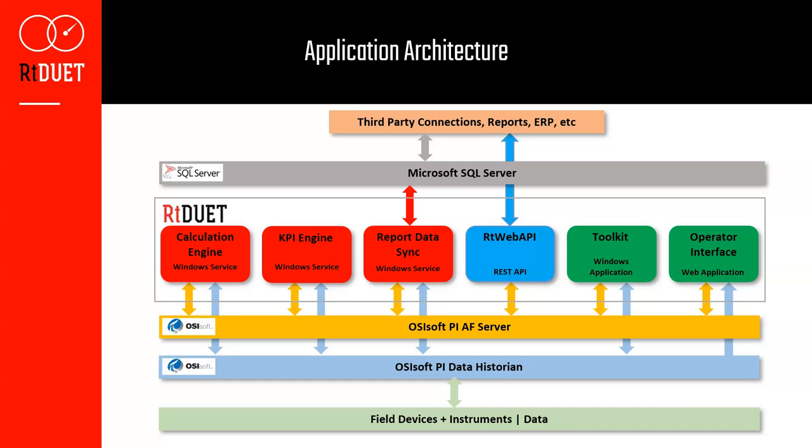The web API is a REST API that can be used by third-party applications to interact with RtDUET. The toolkit is the application used to configure the system, such as the reason tree, time usage model, and triggers. And the web interface is the primary interface used by the majority of the users. It's where you would do all your event maintenance as well as visualize your KPIs.